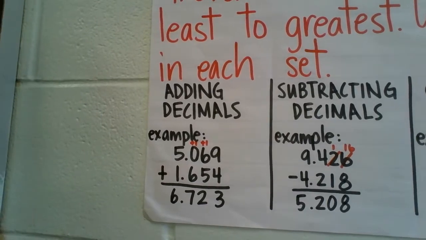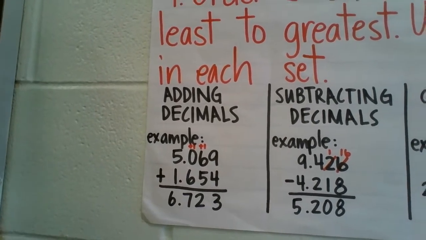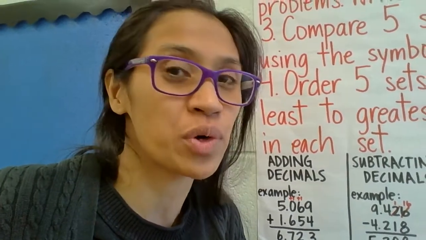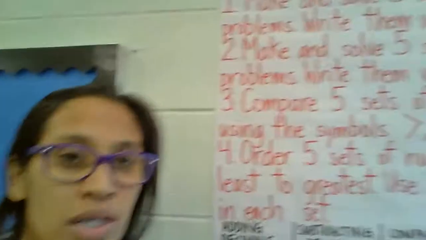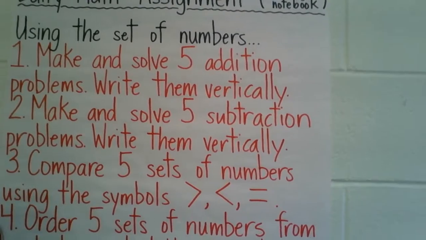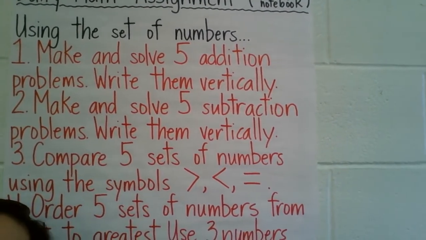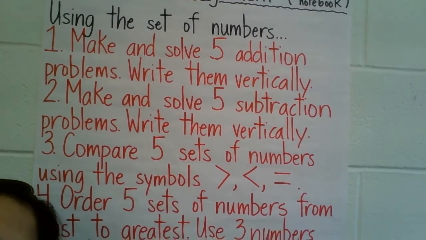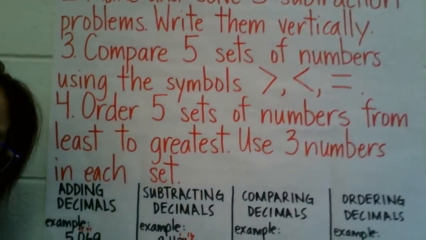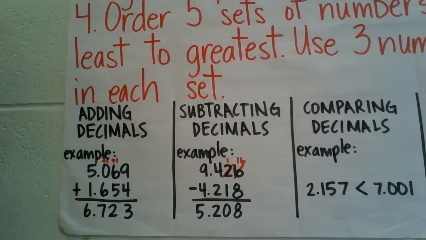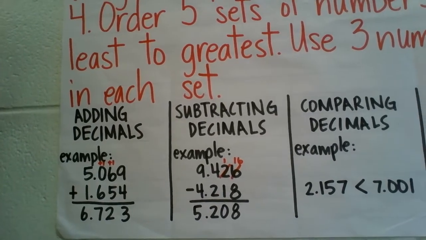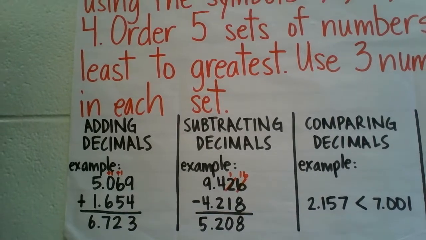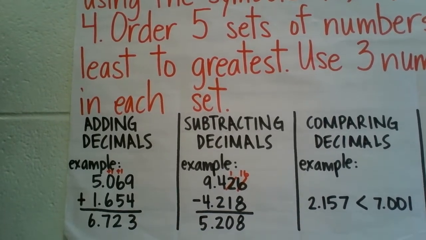How many problems do I want you to do? 5 problems. Remember, I'm going to give you the set of numbers. Don't come up with your own numbers. The second thing you need to do is make and solve 5 subtraction problems. Write those vertically. Here's an example, and you see how I regrouped? You're going to write subtracting decimals as your label and title.